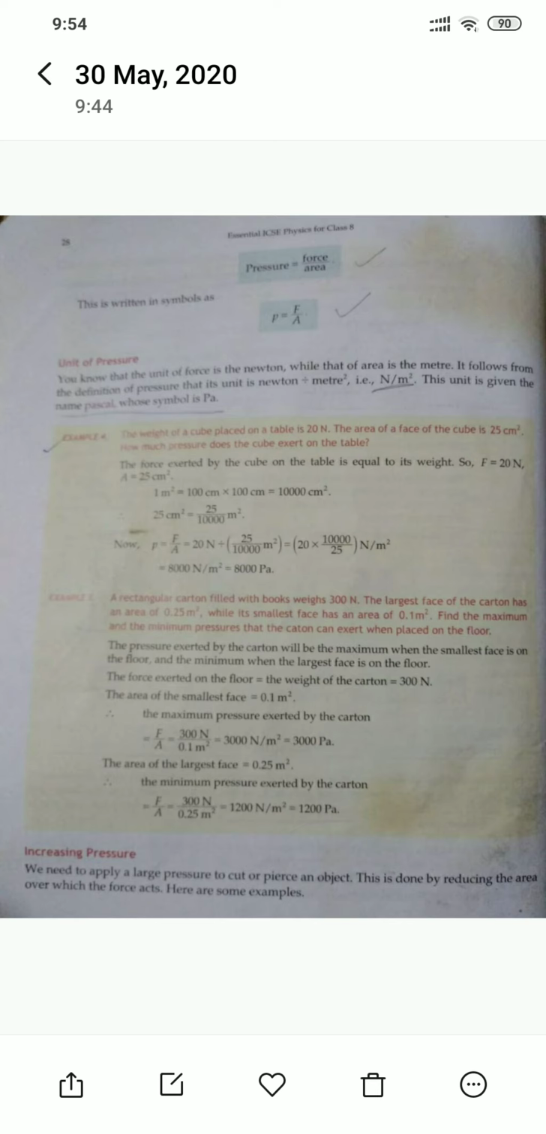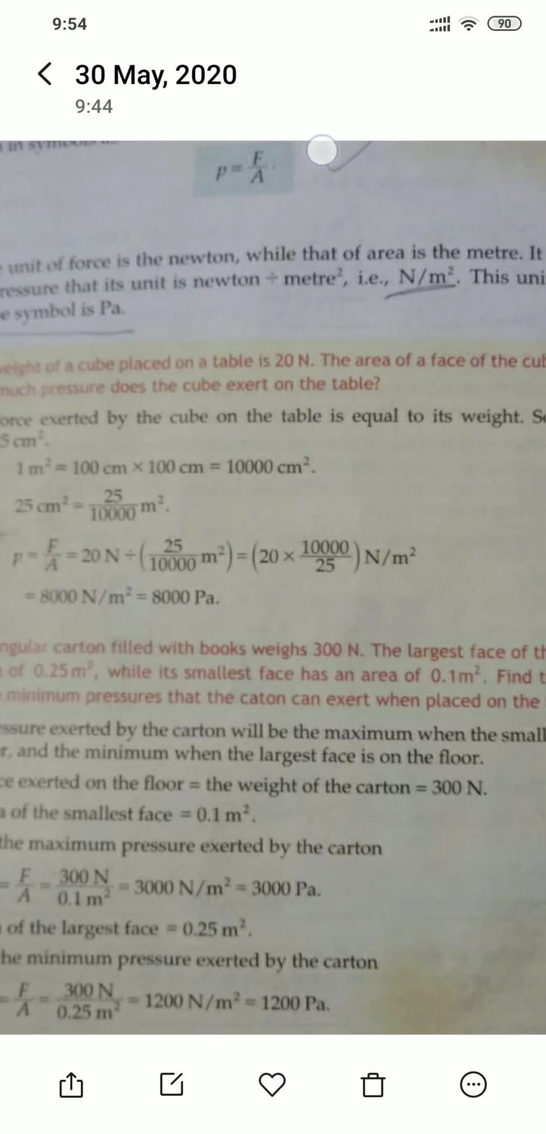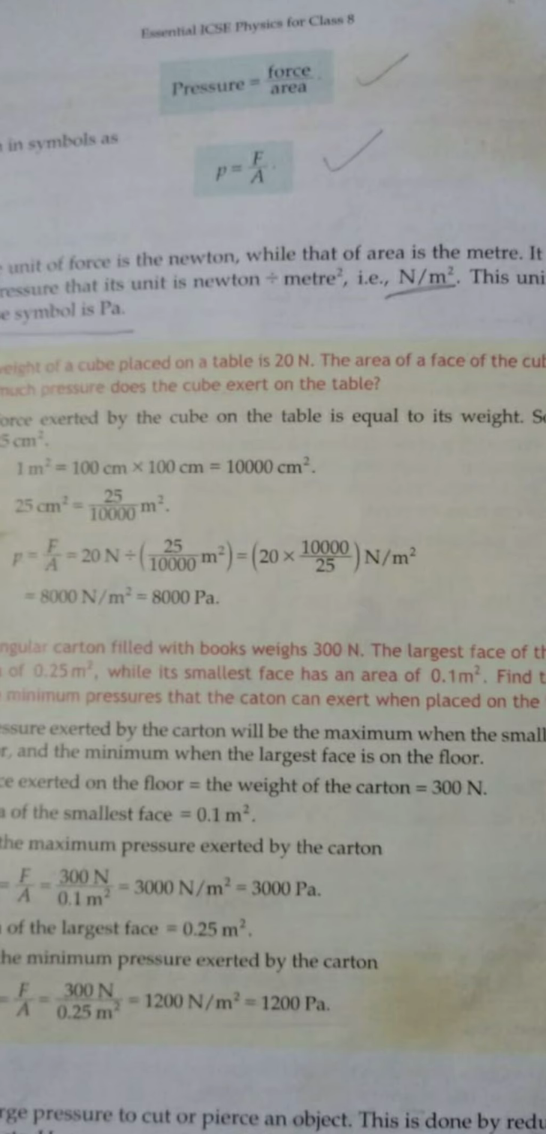Okay, then increasing pressure. What are the ways in which you can increase pressure on a body? Now see, first let us again focus on this formula. Pressure is equal to force upon area. We have to increase pressure. How can we do that? Whenever there is something in fraction and you have to increase it, either you have to increase the numerator or you need to decrease the denominator. Is it clear?